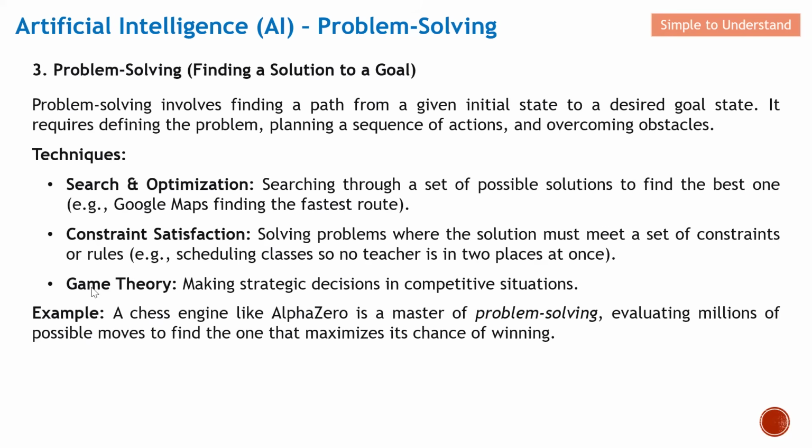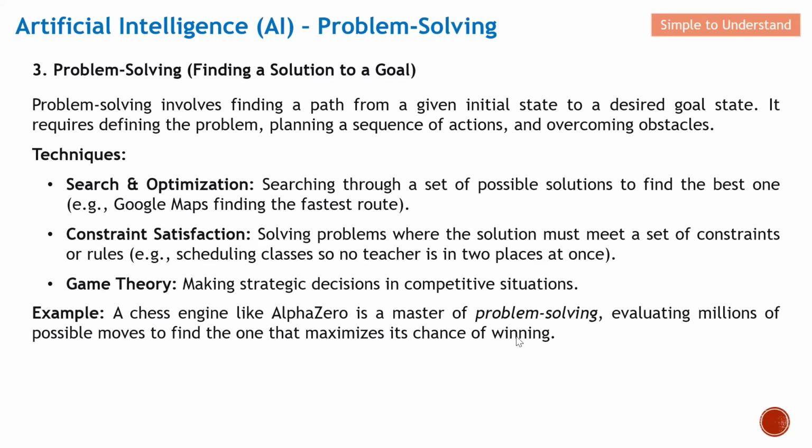Next will be game theory, which is to make strategized decisions in competitive situations. Let me explain with another example. A chess engine like AlphaZero is a master of problem solving. You can just imagine them playing chess. Why? Because they evaluate millions of possible moves to find the one that maximizes its chance of winning.